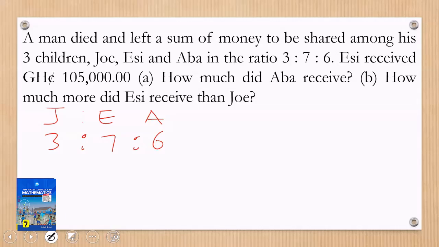So the man is gone. He left his property for them to share. We don't know the amount of money that was given to them to share, but we know that out of the total amount of money, AC received 105,000.